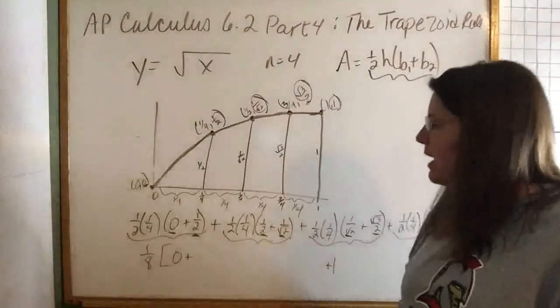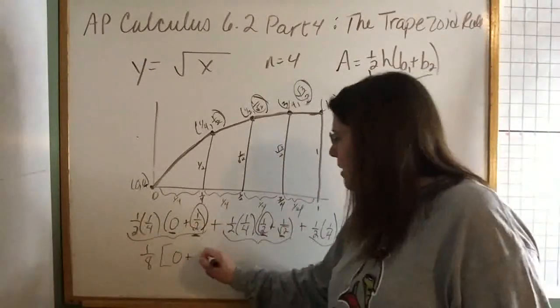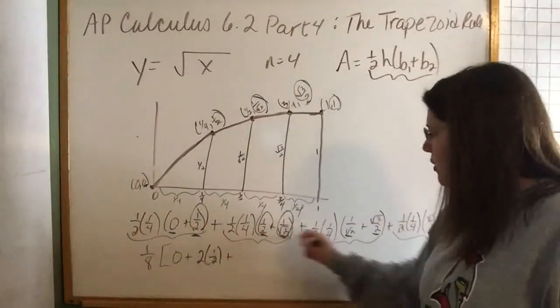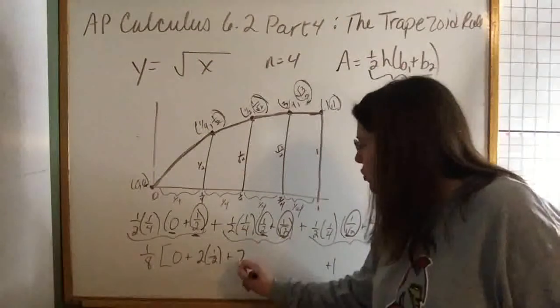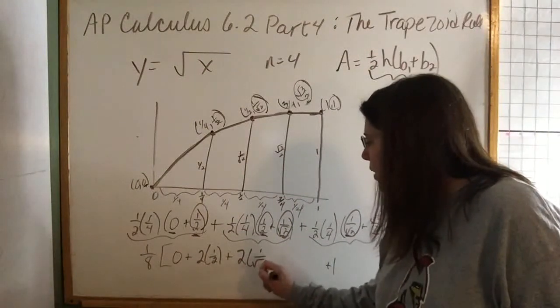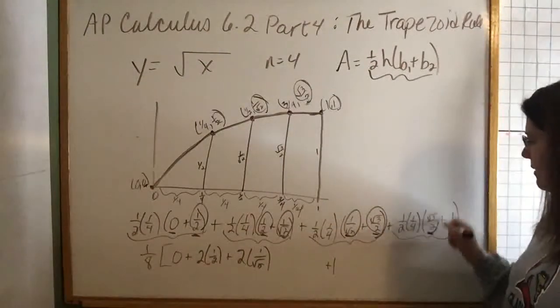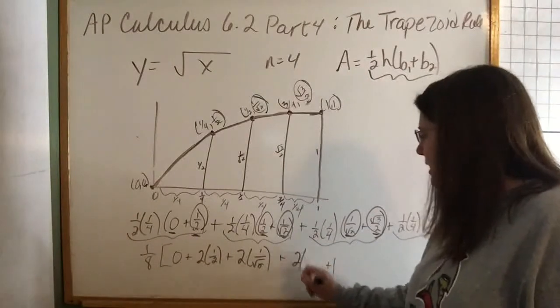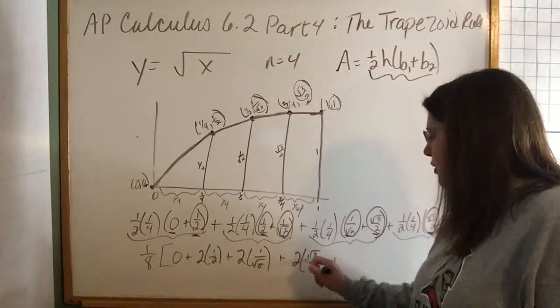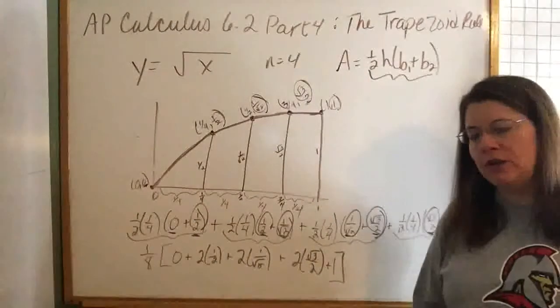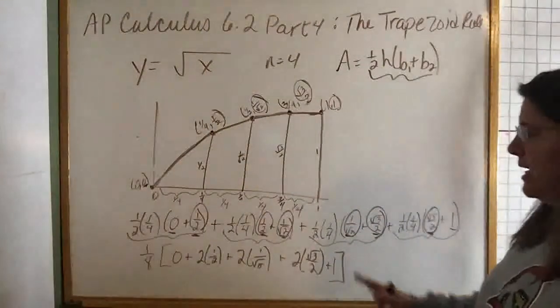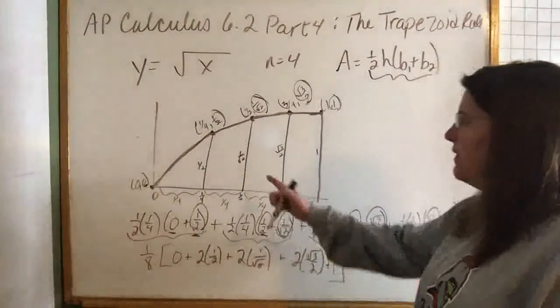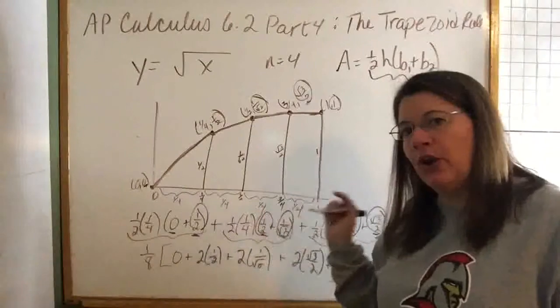But notice the rest of them. This shows up twice. So I'm going to have 2 times 1/2. This shows up twice. So I'm going to have 2 times 1 over square root of 2. This shows up twice. So I'm going to have 2 times square root of 3 over 2. And that finishes out my expression. So now I have a very simple expression to find the area under this curve.